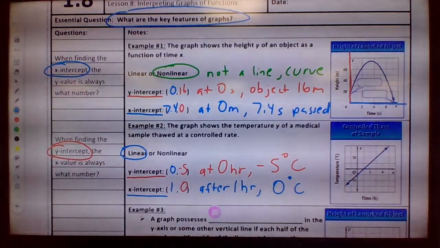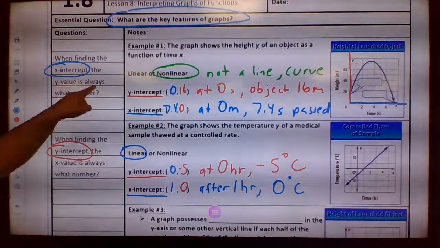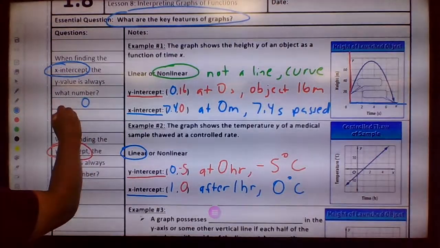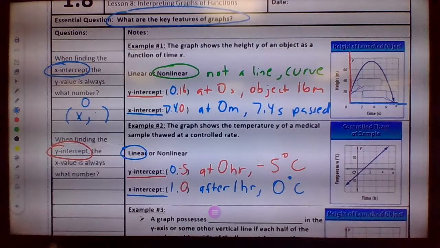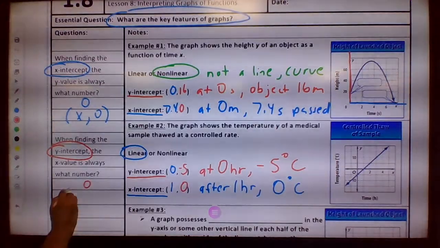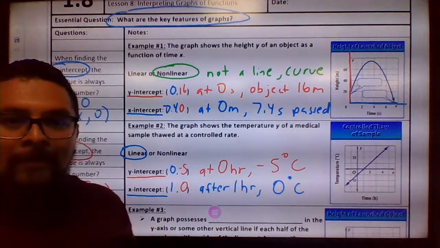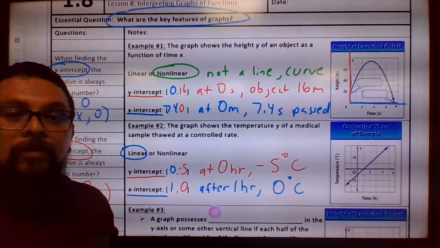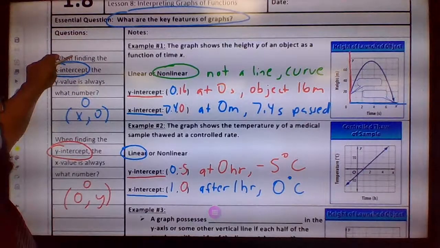When finding the X-intercept, the Y is always 0. So it's always going to look like this: X, comma, 0. And for the Y-intercept, it's going to look like this: 0, comma, Y. All right, that's example 1 and example 2. You will get a quiz here shortly. And we are on 1.8, guys, remember.